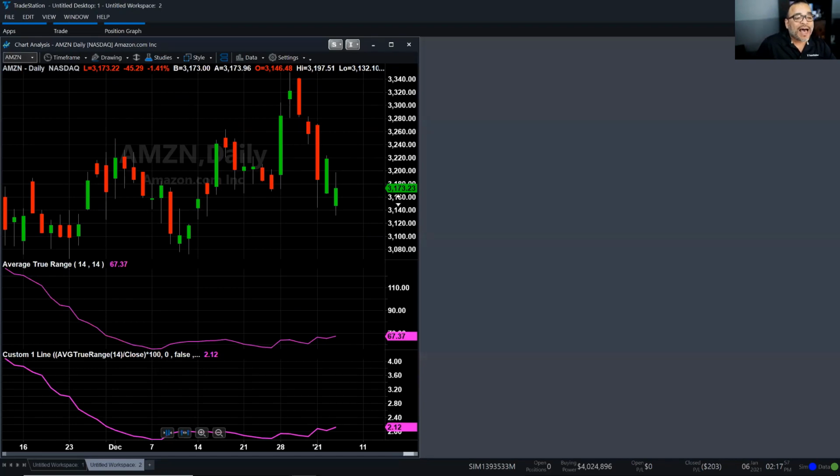Amazon is trading at $3,173 per share. That is impressive. And the stock moves about $67 in average every single day. That is also impressive. But when you look at what that translates into a percentage, that's only about 2%. So even though Amazon moves an average of $67 a day, which seems like it's a great number, when you look at the value and how much you would have to invest to take advantage of that movement, I mean, you start thinking about, is that really a good trade compared to others?